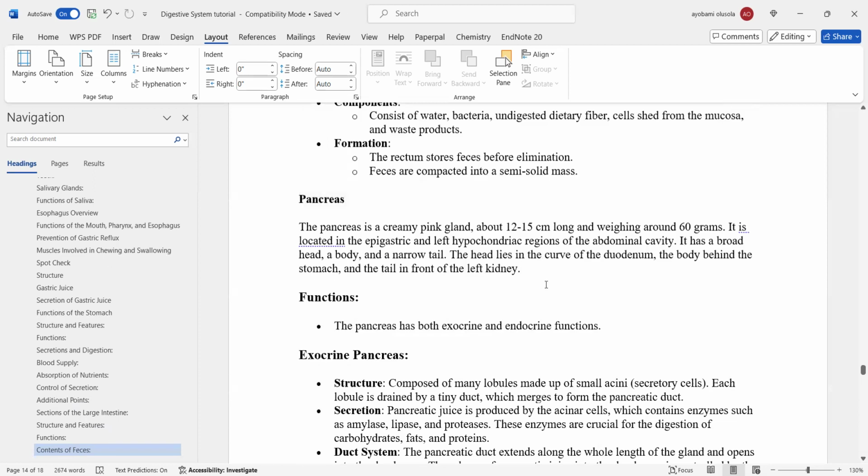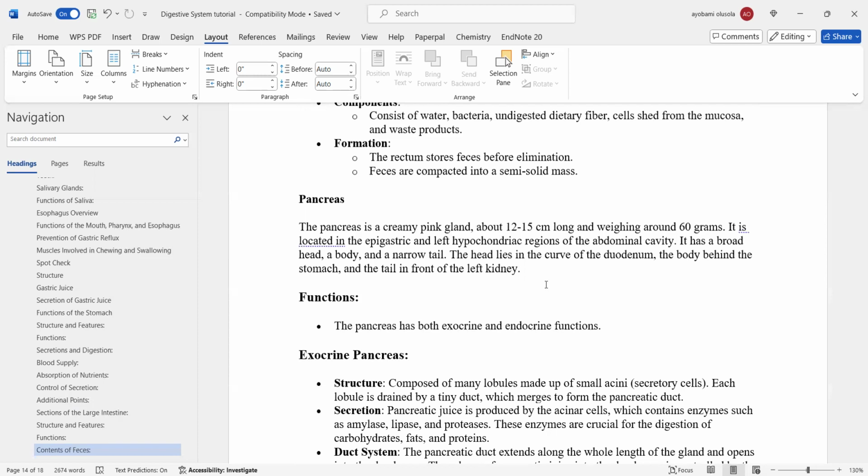The length is just for information. You may not necessarily cram the length of these organs we have mentioned. They may really not ask you, okay? So the pancreas is located in the epigastric and left hypochondriac regions of the abdominal cavity, the left side. It has a broad head, a body, and a narrow tail.